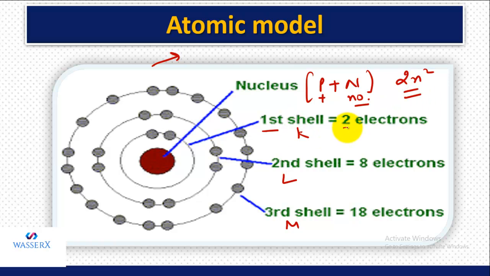So in the first shell, the maximum electrons can be 2. It can be less than 2, but not more than 2. In the second, it will be 8. In the third, it will be 18, and so on. It can be calculated for other shells.